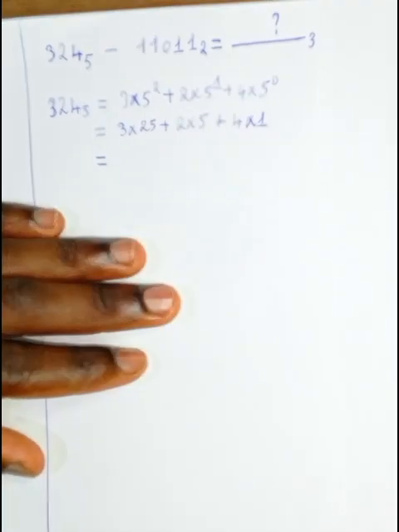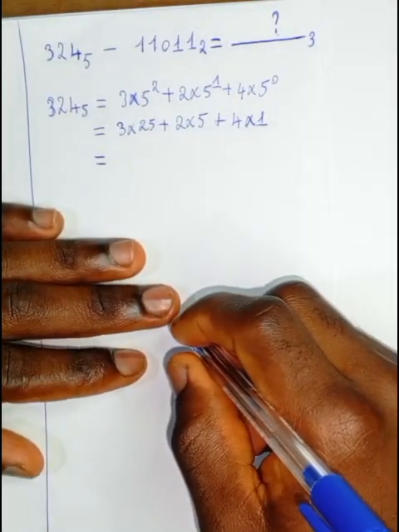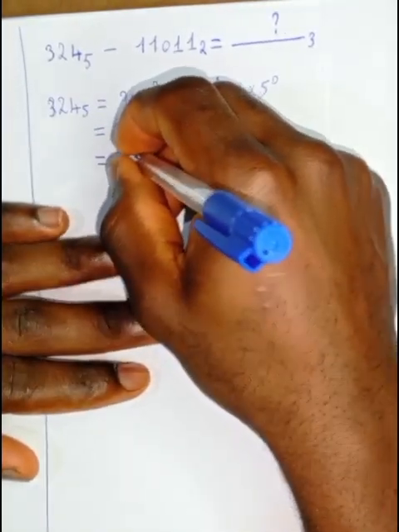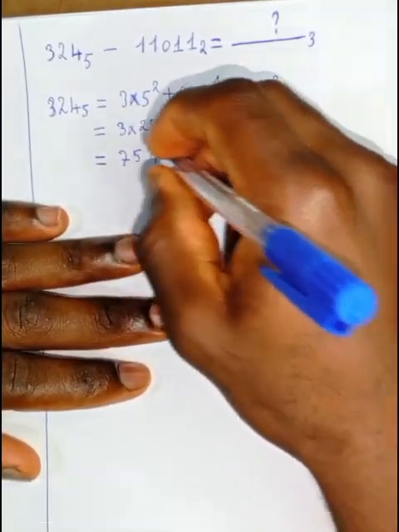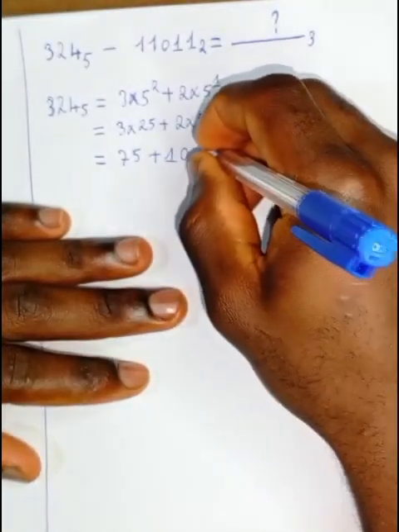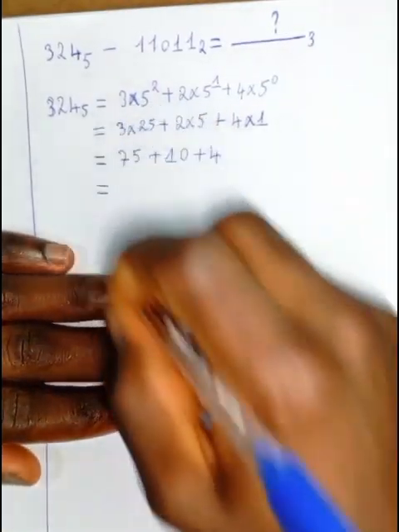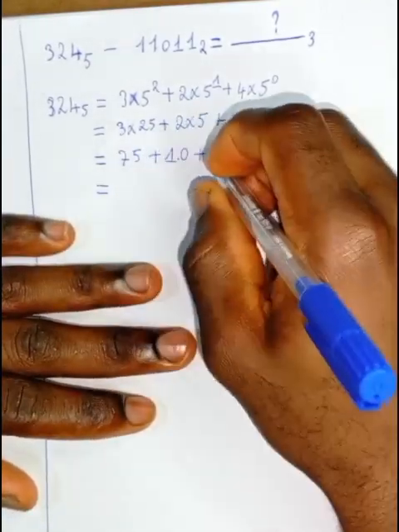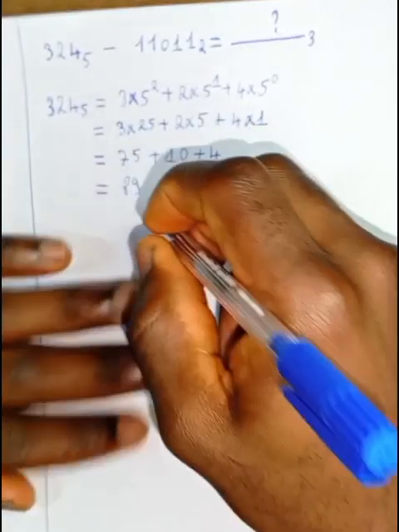This will simply be equal to 3 times 25, which is 75, plus 2 times 5 is 10, plus 4 times 1 is 4. This will be equal to 75 plus 10 gives us 85, plus 4 gives 89.